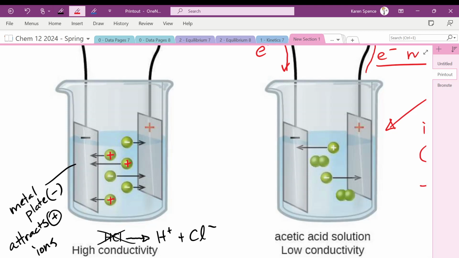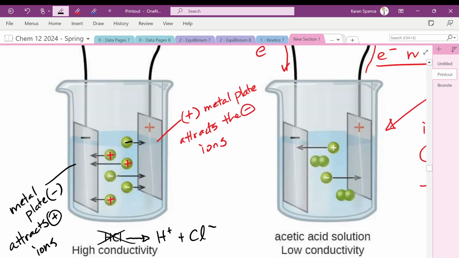The positive plate, what does it attract? It attracts the negative ions. So you can see the negative ions move towards the positive plate, and the positive ions move towards the negative plate, and that is how electricity is conducted in a solution.